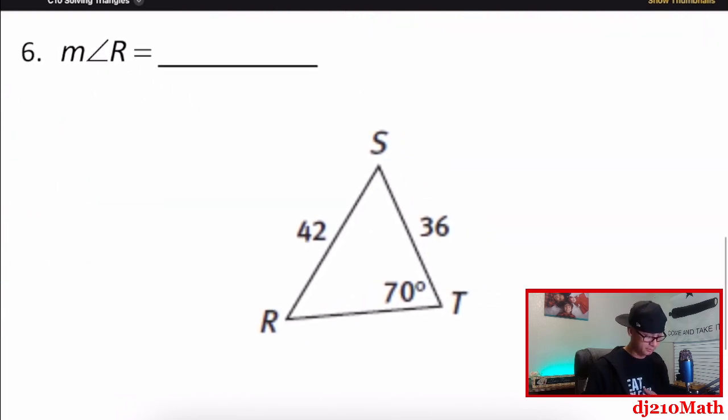We're looking for an angle, right? Measurement of angle R. This is definitely going to be inverse trig, because we're looking for an angle. All right, so what did they give us?